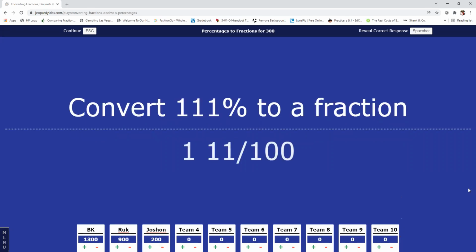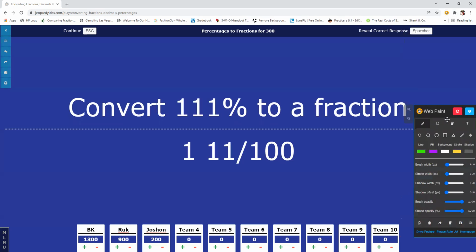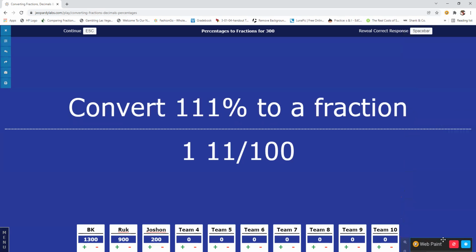All right, and the correct answer is going to be 1 and 11 over 100, or 11 hundredths. When we go from a percent to a fraction, I do it in a 2-step form. I go from percent to decimal first, and then I go from a decimal to a fraction. If I have 111%, I move my decimal 2 places to the left. So that is going to give us 1.11.